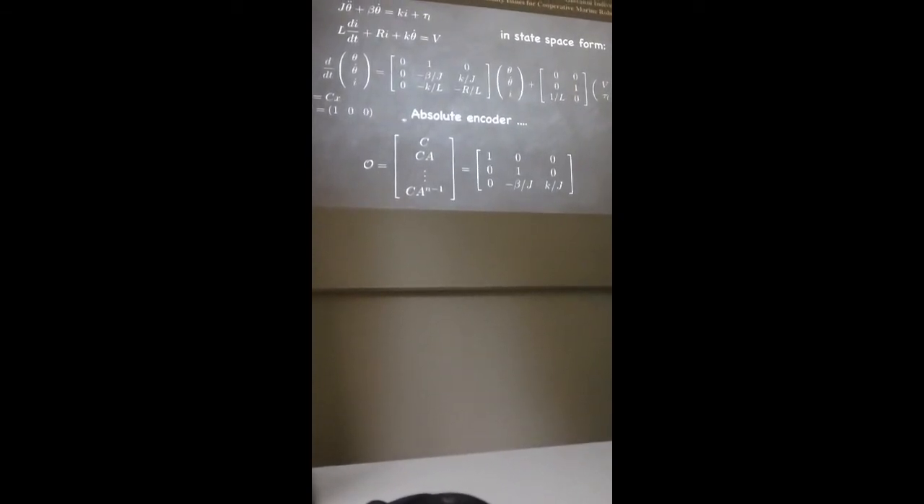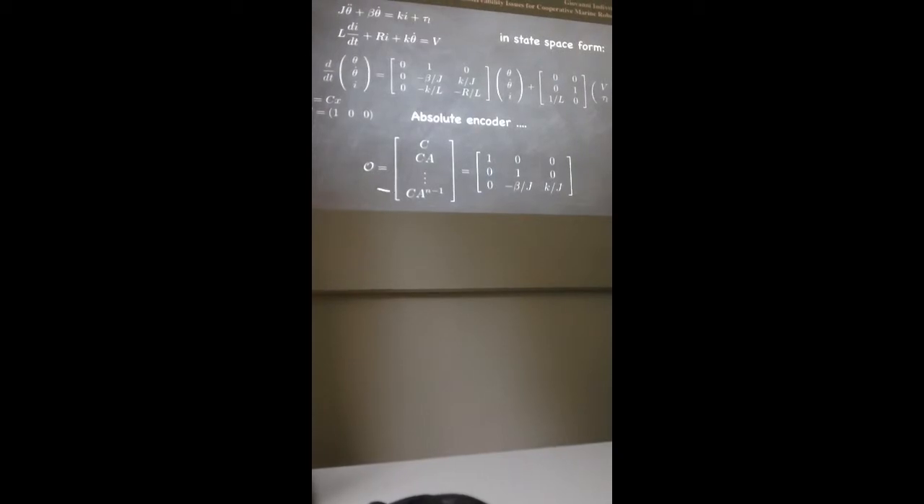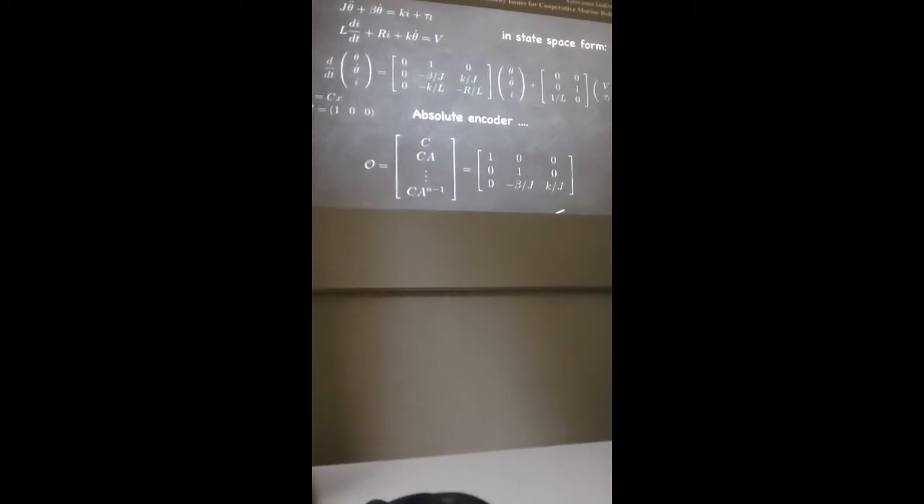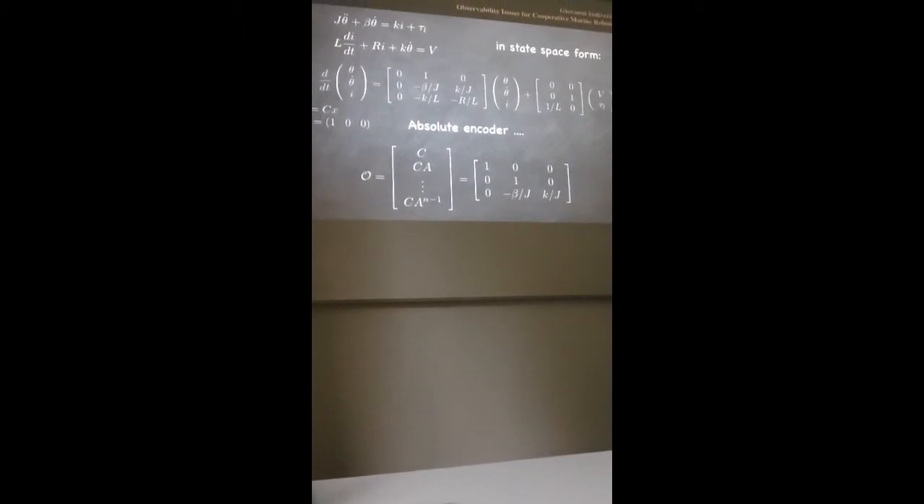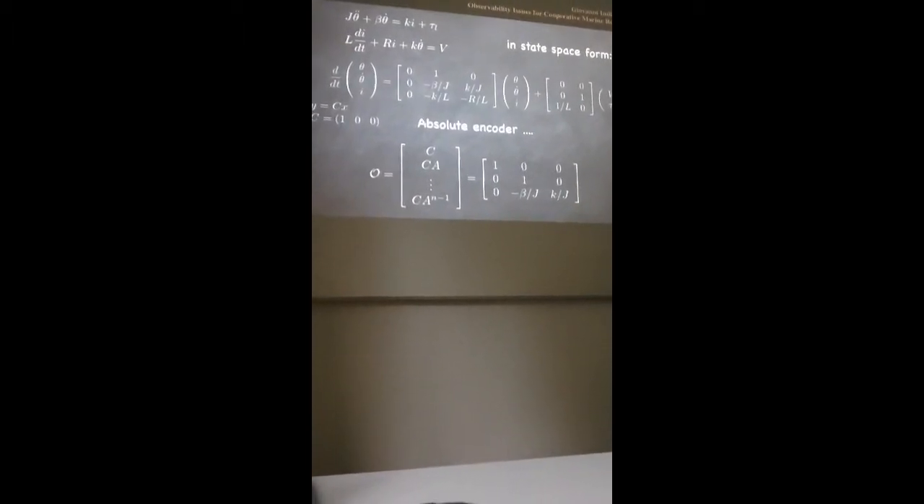In that case, if you compute the Kalman observability matrix, it turns out to be like this, and just by looking at it, this is absolutely invertible. It's full rank. So the system is completely observable.